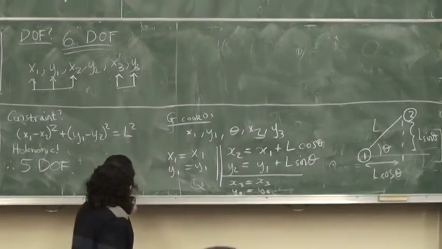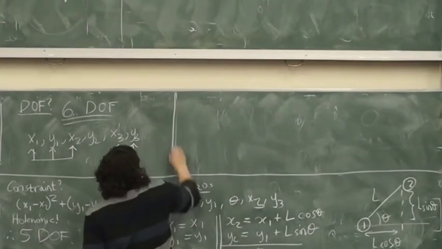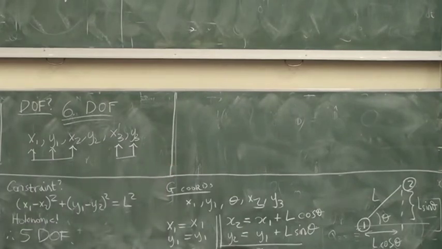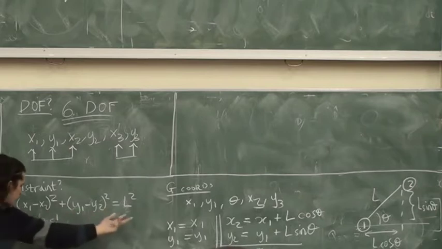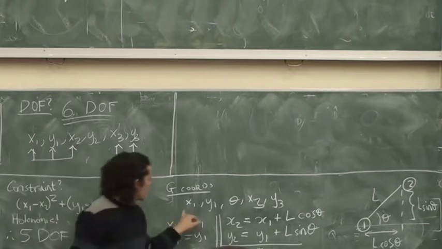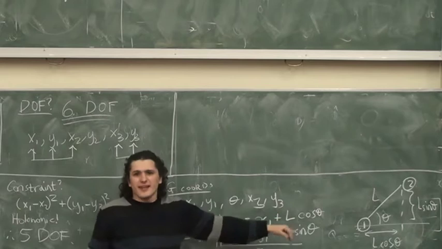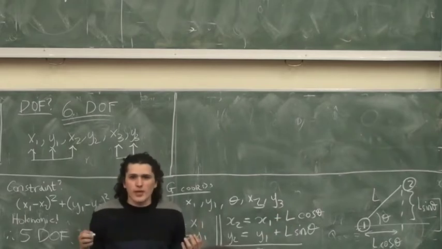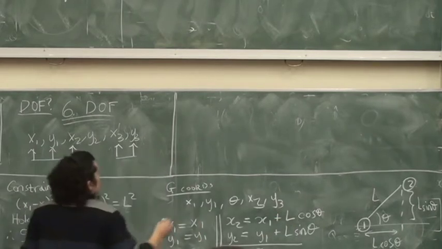Okay, that's all very well and good. I've now added a constraint. I reduced the degrees of freedom from 6 to 5. I had a polynomial constraint, and I have generalized coordinates that neatly express the degrees of freedom of the system. Let's add another constraint.